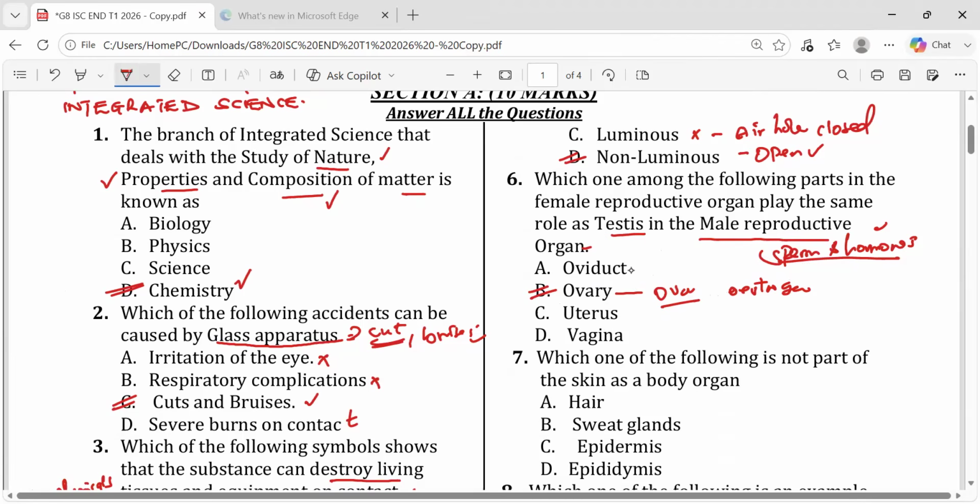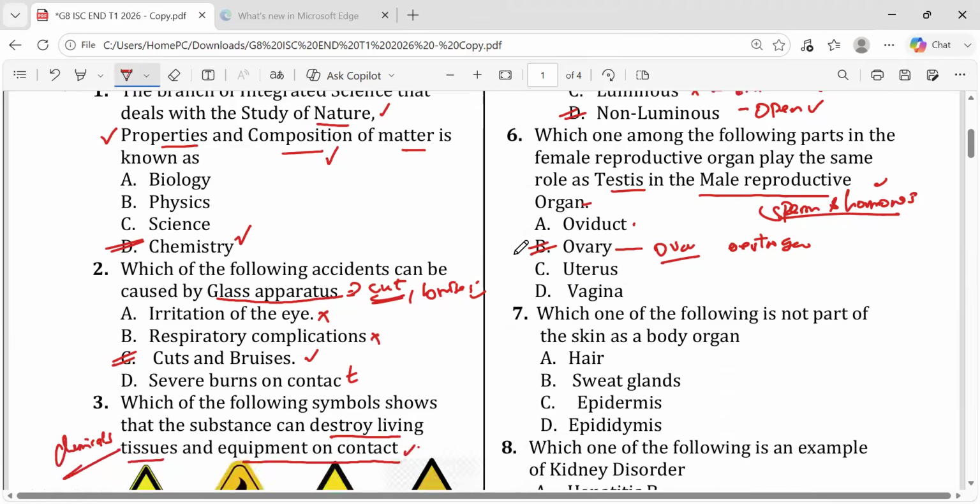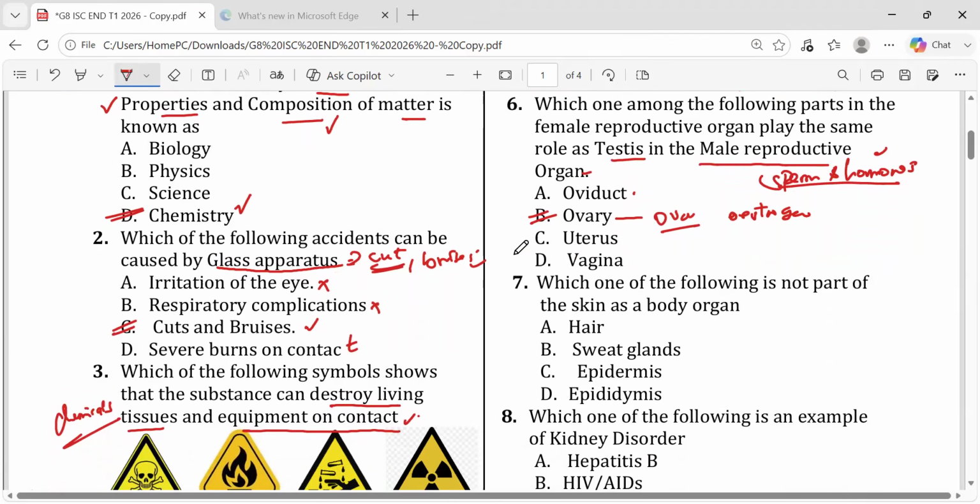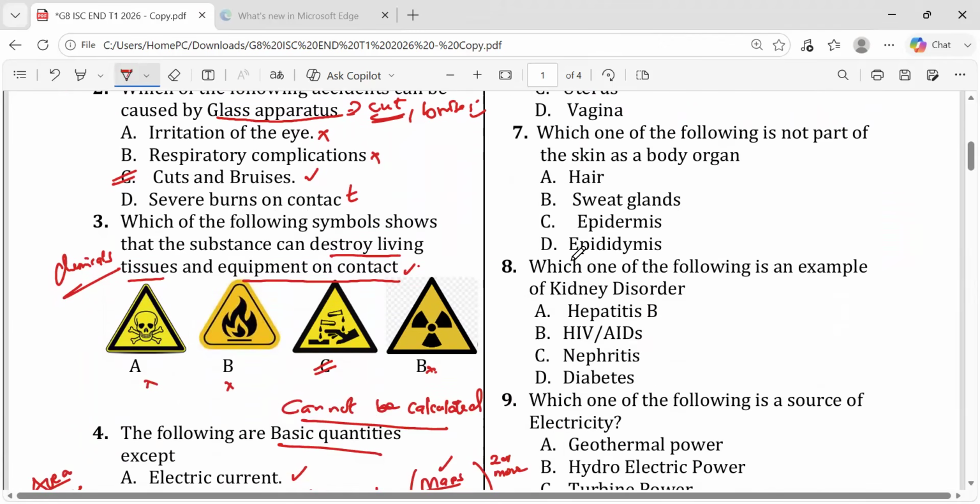The oviduct allows fertilization. There's no production of any of the female reproductive sex cells. The uterus allows for implantation. The vagina allows for the passage of the baby. So therefore, the right answer is the ovary, which produces ova, the female reproductive sex cell, and some hormones like estrogen, progesterone.